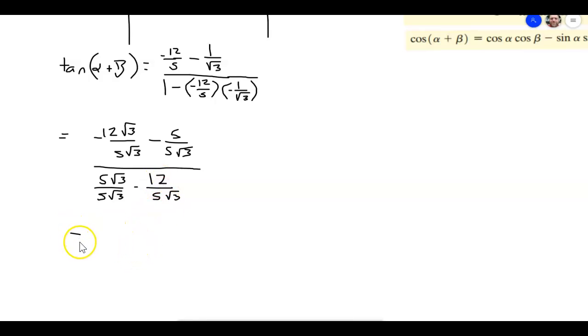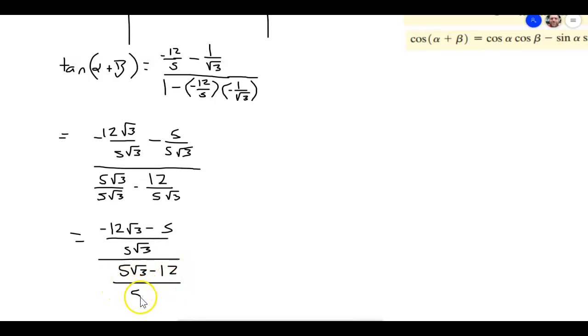All right, so the top here combines, so you're going to have a negative 12 root 3 minus 5 all over 5 root 3 all over, and on the bottom we're going to have a 5 root 3 minus 12 all over a 5 root 3. And we can keep on going with this. These are fun. I know they are.